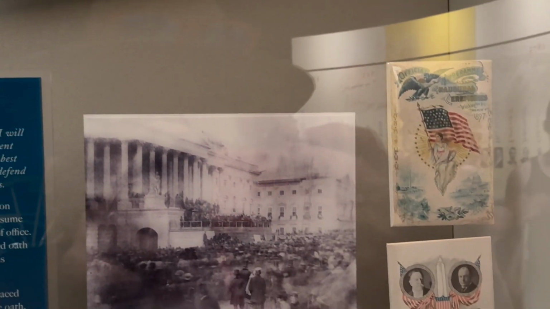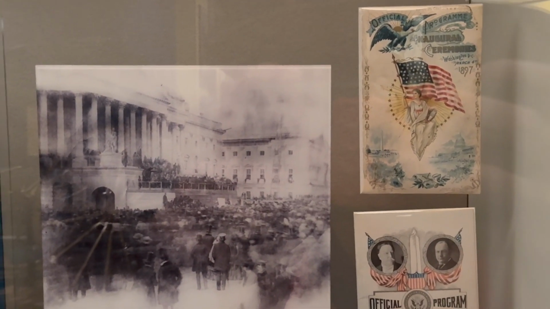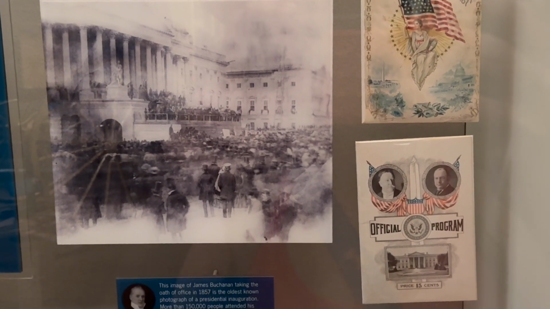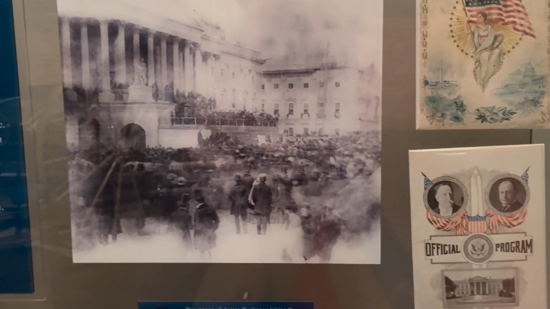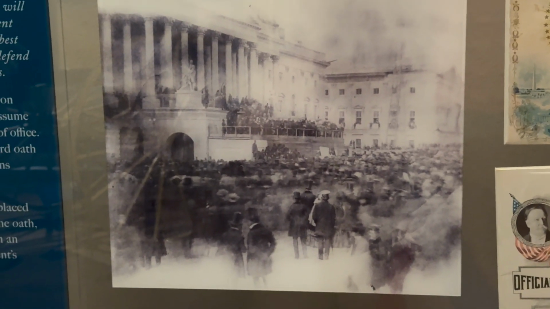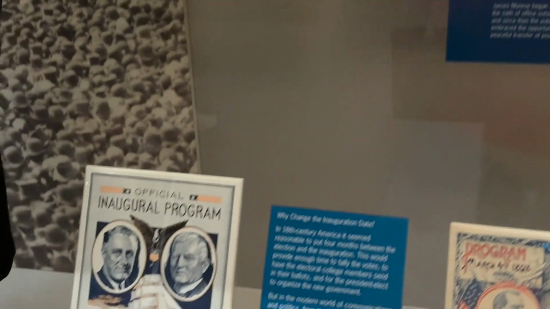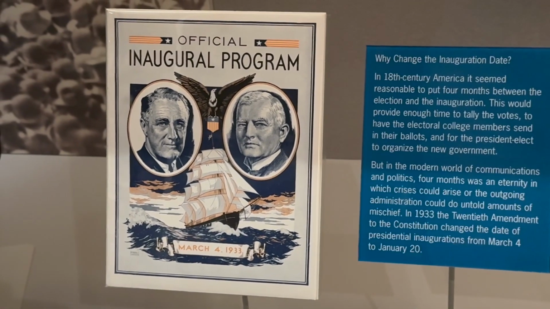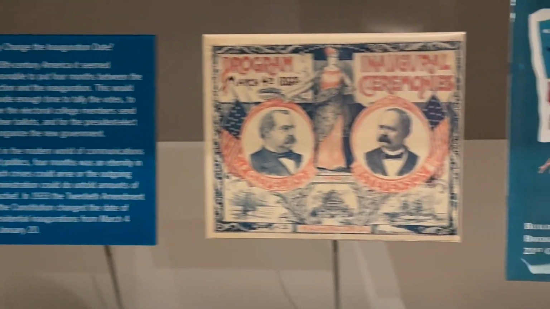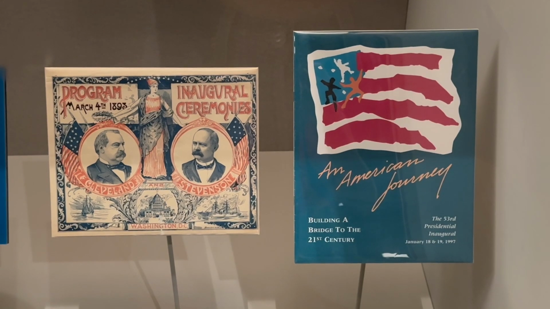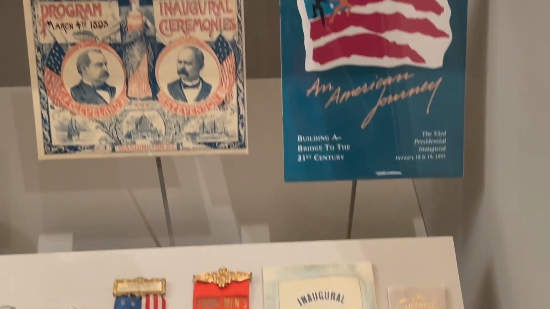The image of James Buchanan taking the oath of office in 1857 is the oldest known photograph of a presidential inauguration. More than 150,000 people attended his swearing-in ceremony, and there was a parade down Pennsylvania Avenue. James Monroe began the tradition of taking the oath of office outside the Capitol in 1817, and since then the public has enthusiastically embraced the opportunity to witness the peaceful transfer of power.